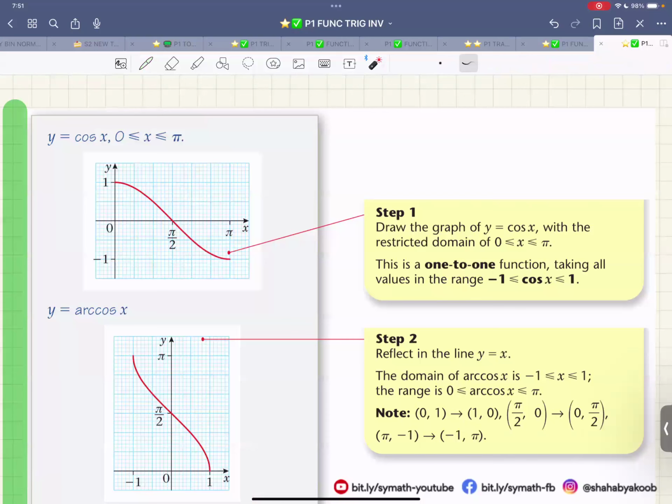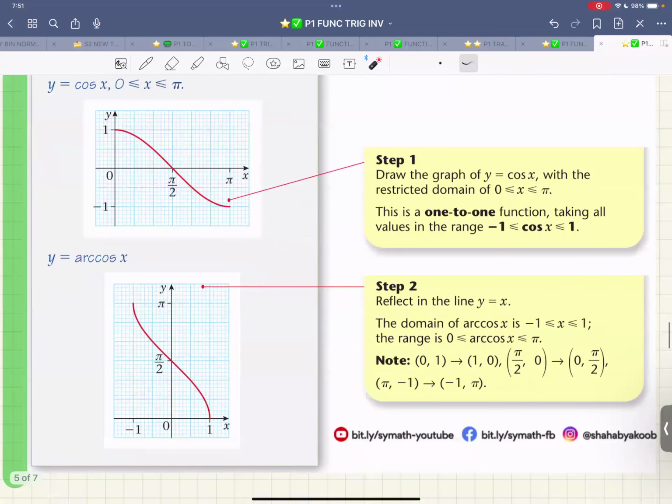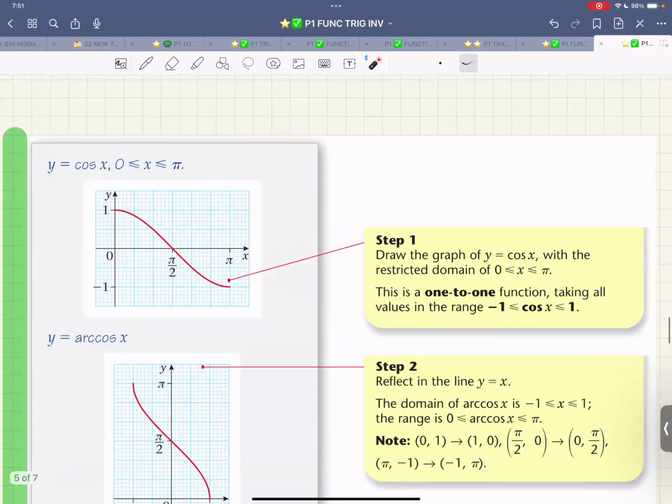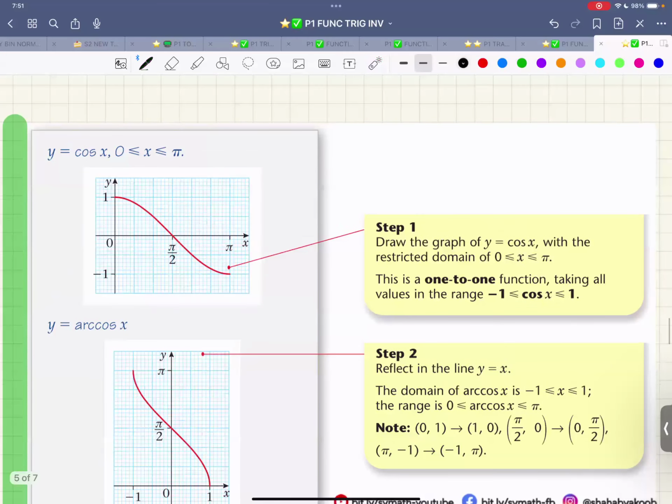Yes, it is. This is from 0 till pi. The y value is between -1 and +1. And again, it is reflected. So -1, +1 goes on the horizontal axis. It was first on the vertical axis. Now it's on the horizontal axis. 0 and pi, it was on the horizontal. It has gone up to the vertical. So again, it's the same idea as this.